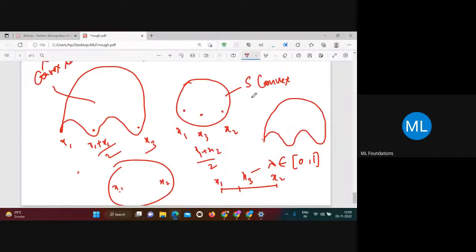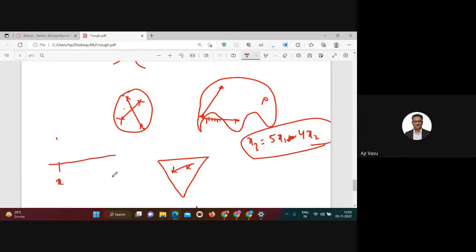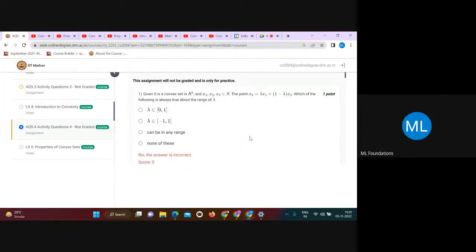So for example, if you are taking lambda as 5, and x3 equals 5x1 minus 4x2, it will go somewhere else, right? But x3 also belongs to S. Yes, it belongs to S. That is fine, but it can be anywhere on that line. Correct. It need not be only 0 to 1. It can take any value. Is this clear?